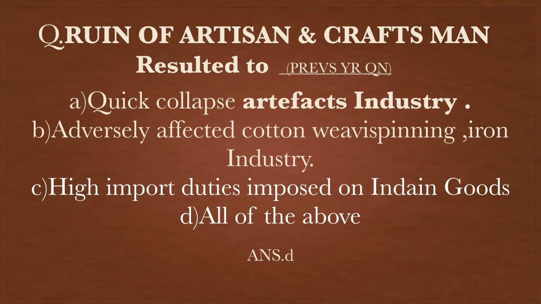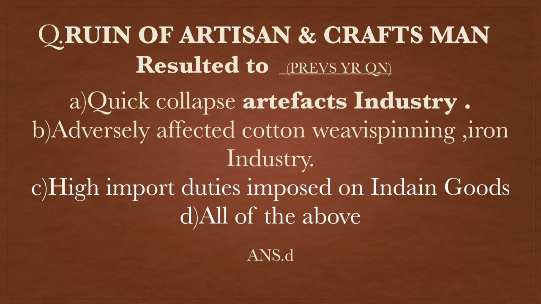Ruin of artisans and craftsmen resulted in: option A, quick collapse of artifacts industry; option B, adversely affected cotton weaving, spinning and iron industry; option C, high import duties imposed on Indian goods; D, all of the above. Answer is all of the above. All options are the result of the ruin of artisans and craftsmen, which we have already discussed in our previous video, economic impacts of British rule.